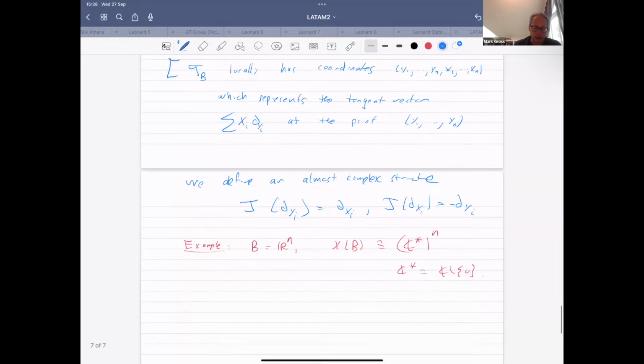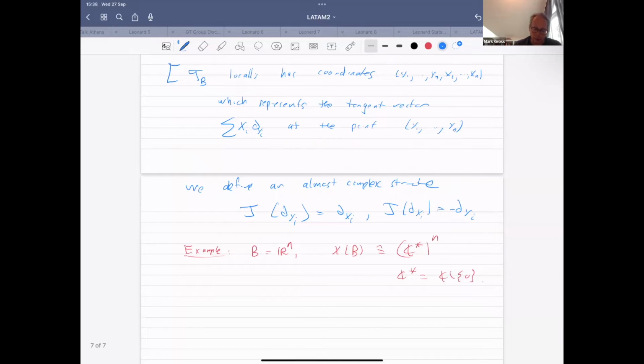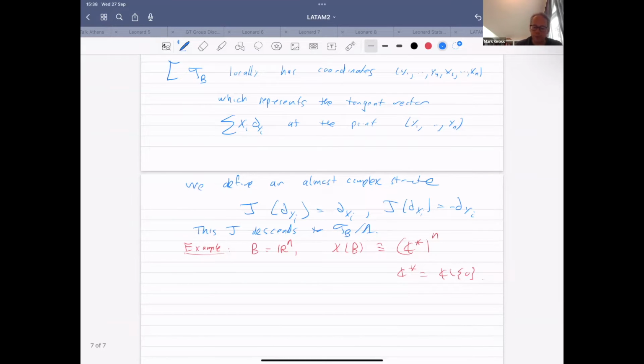Okay, and then one has to observe that this J descends to the quotient TB mod lambda. So we're using the fact that the tangent bundle to any manifold carries a natural almost complex structure. The fact that it descends to the quotient requires the fact that this lambda comes from an affine structure.